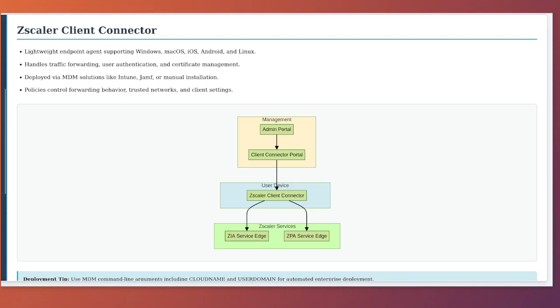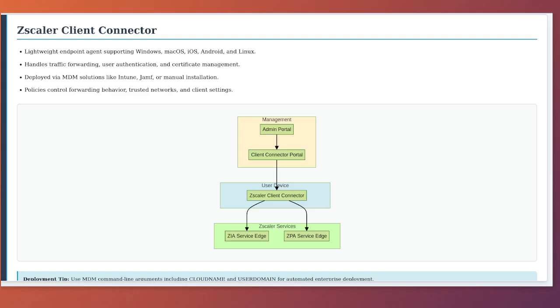The Zscaler Client Connector, often abbreviated as ZCC, is the lightweight agent that runs on user devices to forward traffic to the Zero Trust Exchange. It is a critical component of any Zscaler deployment and supports multiple operating systems including Windows, Mac OS, iOS, Android, and Linux. The client connector performs several important functions.